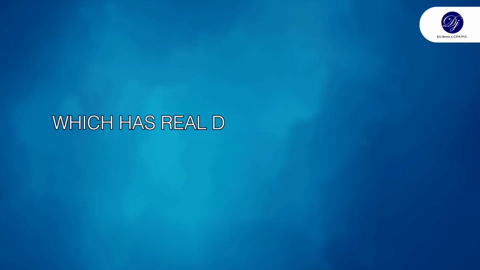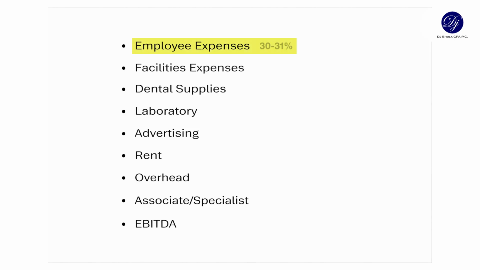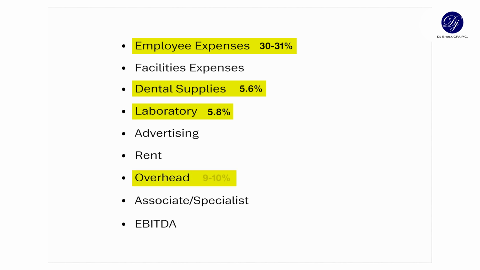Practice B, which has real dental bookkeeping. Dr. Lopez receives a monthly P&L, a balance sheet, expense breakdown by percentage, and benchmark comparisons. Each month, she sees employee expenses at 30 to 31%, dental supplies at 5.6%, labs around 5.8%, and overhead at about 9 to 10%. EBITDA near the 35% average. Because accounts are structured correctly and reconciled monthly, she can trust these numbers. When dental supplies spike to 6.8% one month, she sees it immediately. That allows quick correction if needed. That is not data entry. That is financial management of your dental practice.